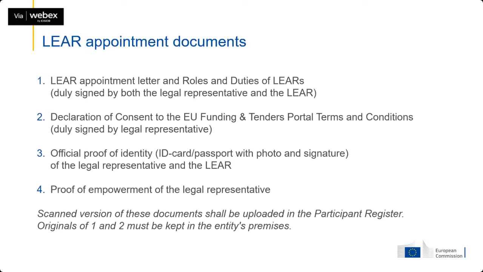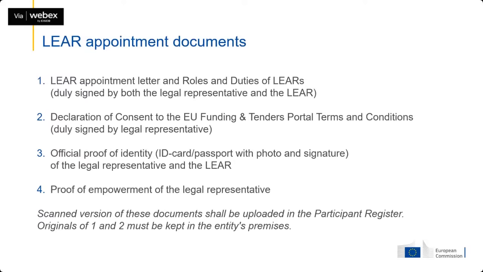The second document, the declaration of consent, is also one that is generated by the system, and this one needs to be signed and dated by the legal representative. And then the third and fourth types of documents are the ones that you need to upload in the system. So number 3 is the official proof of identity for both the legal representative and the LEAR. So this could be a passport or ID card, an integral copy without any information being hidden.